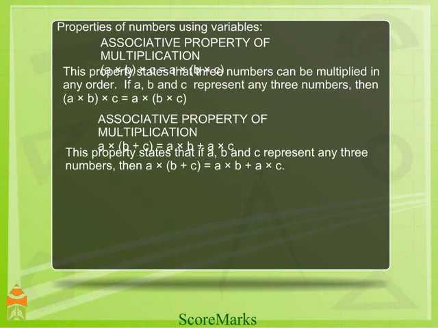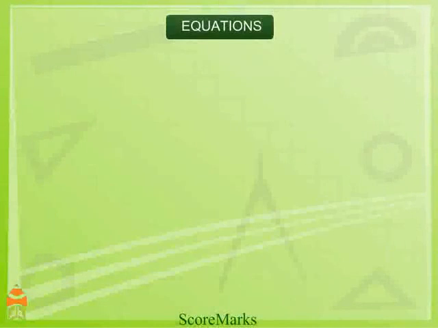Distributive property of multiplication over addition. If A, B and C represent any three numbers, then A multiplied by (B plus C) is equal to A multiplied by B plus A multiplied by C.